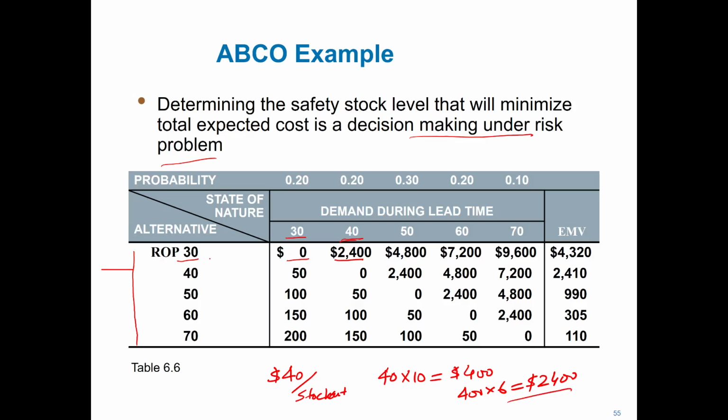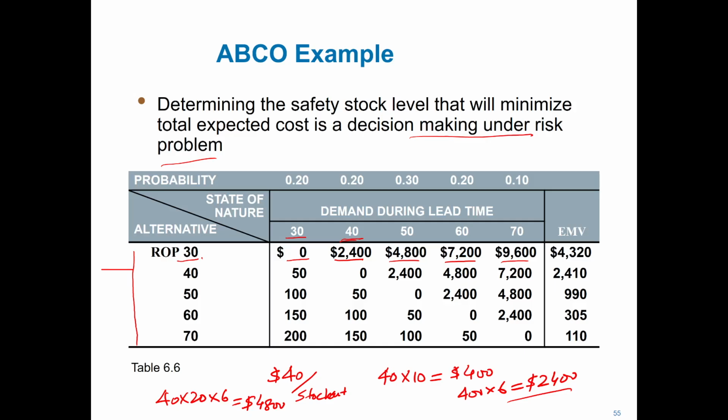If we kept 30 units and the demand became 50 units, then 20 units is the shortage. 20 units stock out is there, which means that we have 40 multiplied by 20 multiplied by 6 times, and what we get is $4,800. So this is how this came, and similarly for 7,200 and 9,600.